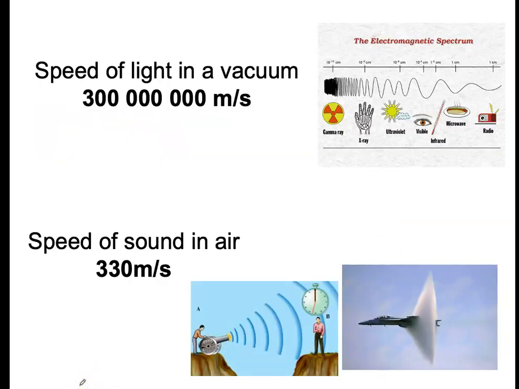A few figures to learn. Speed of sound in air is 330 meters per second, and speed of light in a vacuum is 300 million meters per second. So you can see that light travels 1,000,000 times faster than sound.